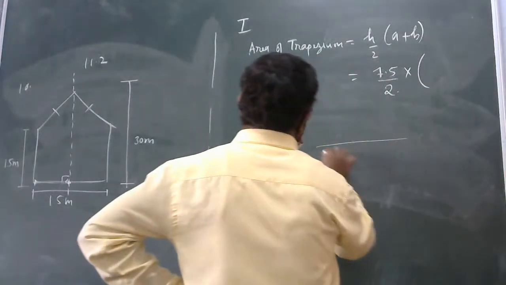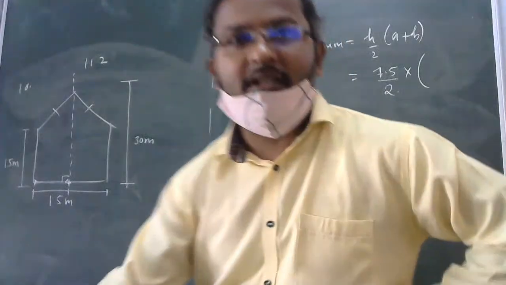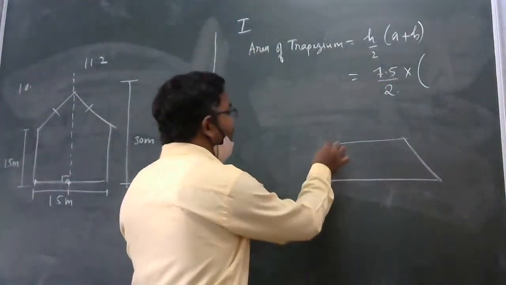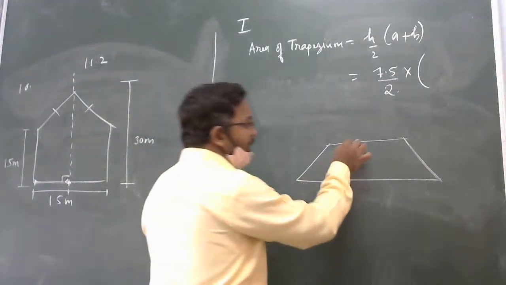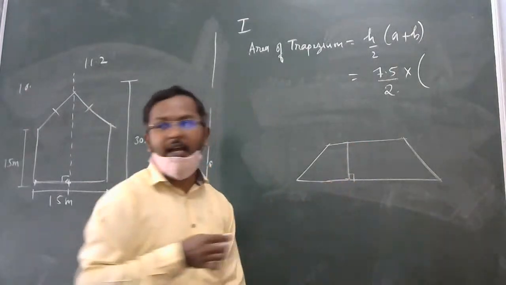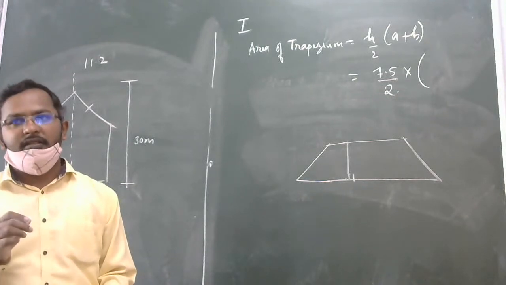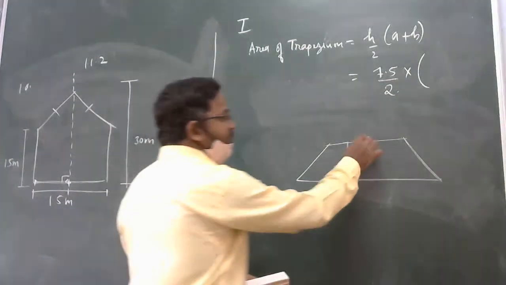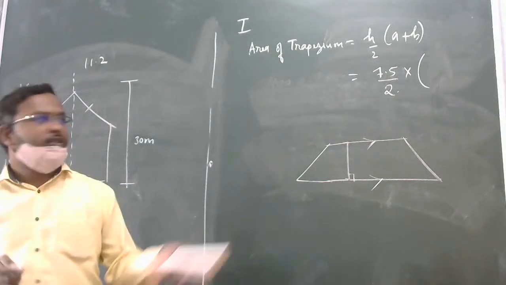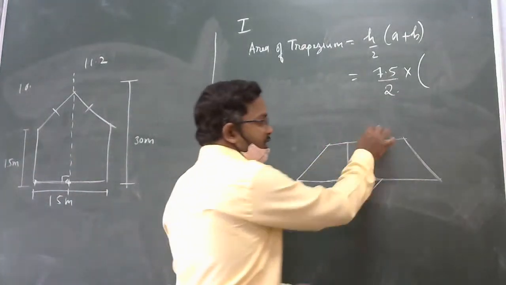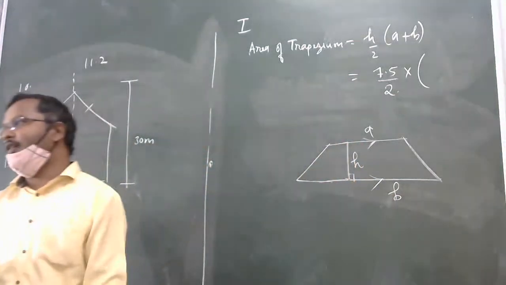So this is your trapezium. It's not like you have to take trapezium like this only. The trapezium can be in this shape also. Now, if you want to find the area of this trapezium, we should know the height, and also we should know the length of parallel sides. What are the parallel sides here? This side and this side. So the A and B are the lengths of parallel sides. This is your A and this is your B. And the perpendicular distance between them is the height, that is H.